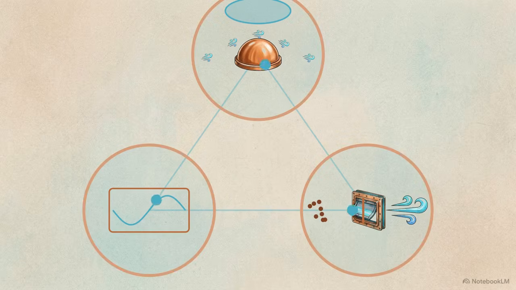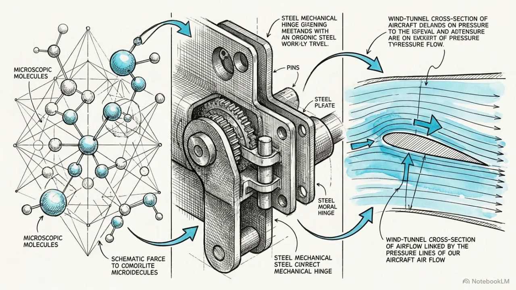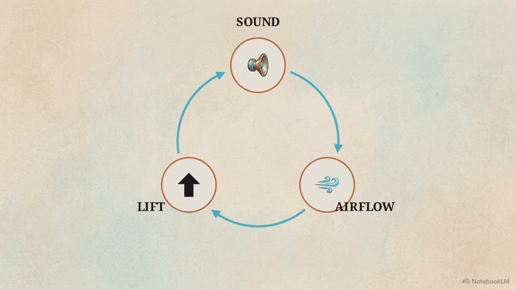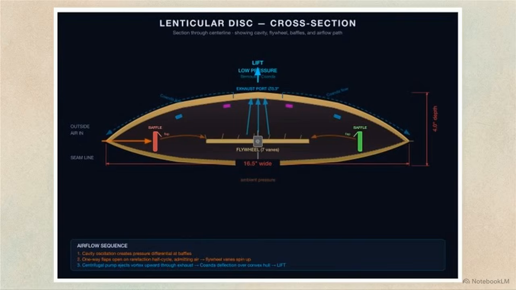When a fast-moving jet of fluid meets a curved surface, it naturally adheres to that curve, accelerating over the profile to create an intense low-pressure zone. These three mechanisms operate on completely different physical scales, but in this craft they are locked together by a strict set of dimensional constraints based on prime ratios. The design layers these three established mechanisms into a single closed-loop cycle, where sound becomes airflow and airflow becomes lift. Looking at this cross-section, we can map out exactly how that sequence works.